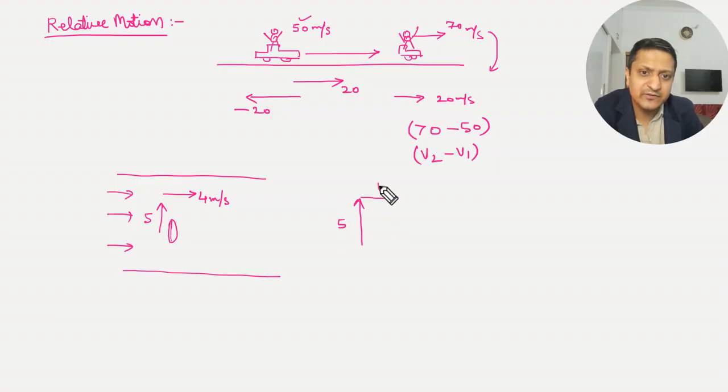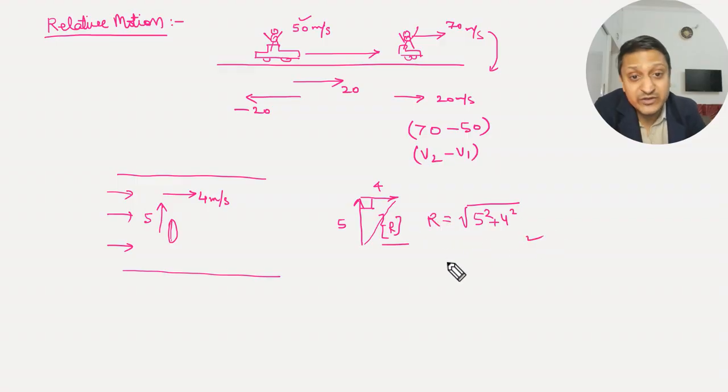So this is 5, this is 4, and by using the Pythagoras theorem, we would be calculating this. So this will be the resultant. We will discuss details of these vectors in the vector video. So basically, we have to calculate the resultant here. As it is at 90 degrees, we can use Pythagoras here. So this will be the square root of 5 squared plus 4 squared, that would be R. Whatever the value is, this would be the right answer for that.